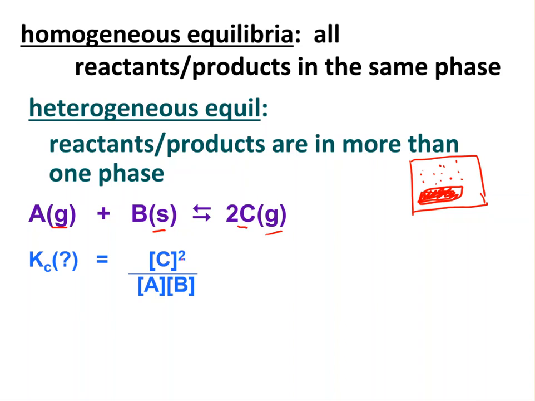So you might think it's something like this, and you see how we set it up. We took the C as a product, raised it to the second power because of that 2. And then these are both to the first power because the coefficients are 1. Well, that's not right, though. What we need to do is just leave out that solid. So this is the correct equilibrium constant for that equation.